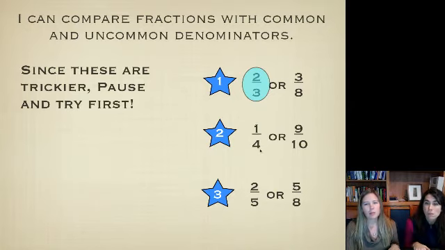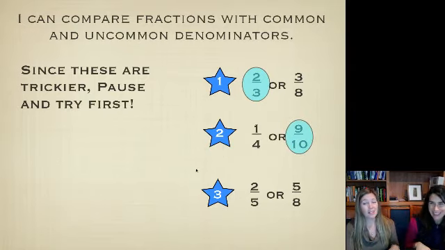And then number 2, again, the same thing, 1/4 and 9/10. Well, 9/10 of something is really close to a whole, and 1/4 is closer to 0 than it is to 1 whole. So without even really doing anything but thinking about it logically, I can figure out that 9/10 is bigger. Now, number 3, this one's not quite as easy.